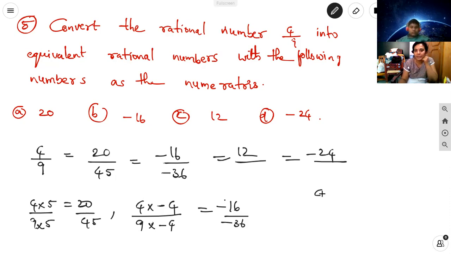Next, 4 how much are 12? 4 3s are 12. What is the rational number? 4 by 9. 4 is multiplied with 3 in the numerator, so 9 3s are 27. Yes, it's 27. 4 6s are 24 with minus 6, so 9 into minus 6, it's 9 6s are 54. These are the equivalent rational numbers.